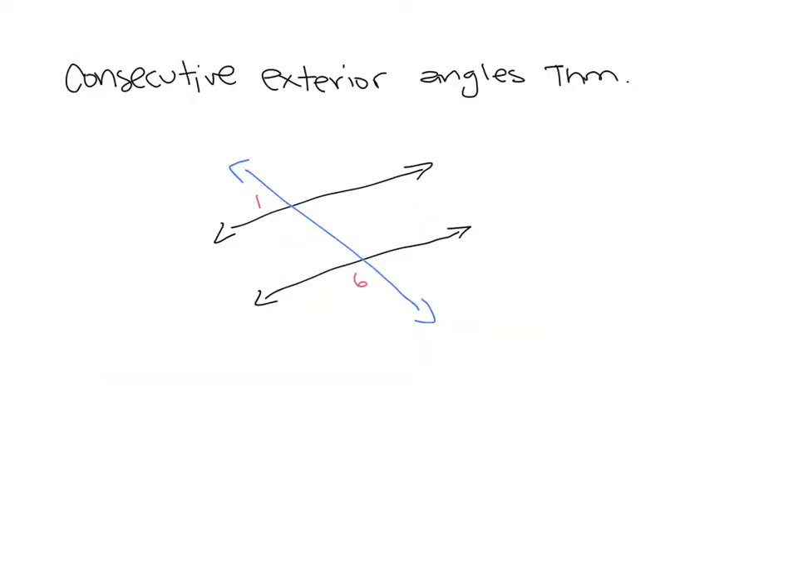I don't want us to forget about consecutive exterior angles, so you may want to write this in. Consecutive exterior angles, remember, consecutive stands for same side, meaning that they are going to add up to 180 degrees. So in this visual, angle 1 and angle 6 are same side or consecutive exterior because they're outside the parallel lines, and they would also be supplementary, which means they'd add up to 180.